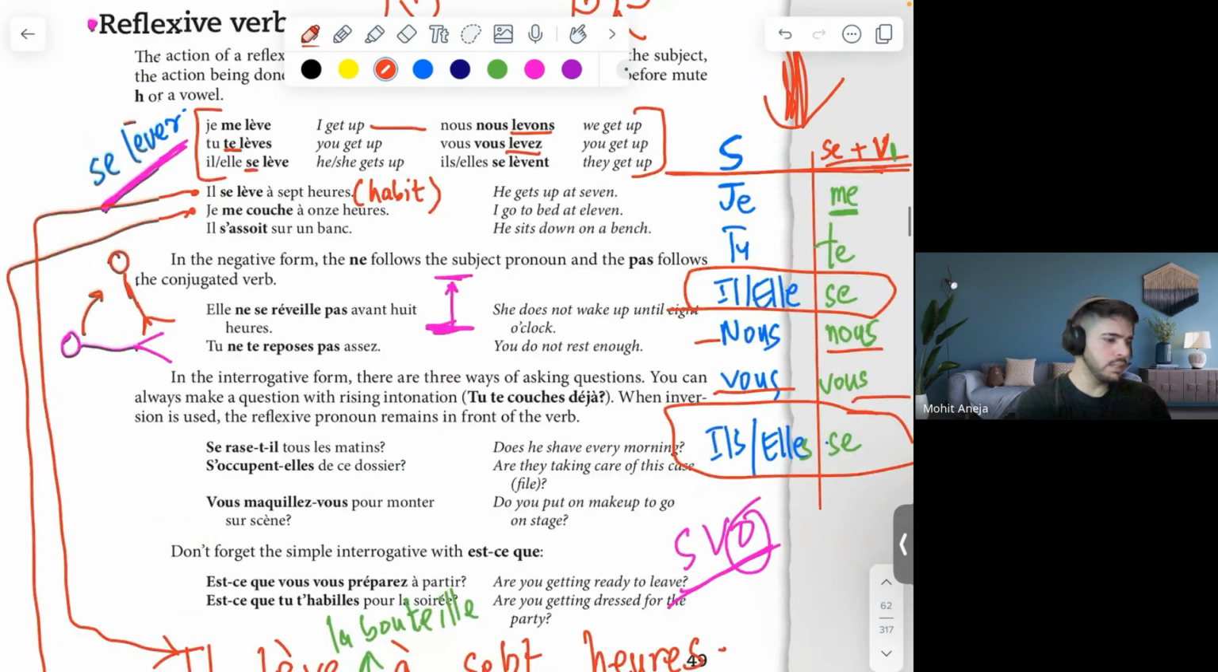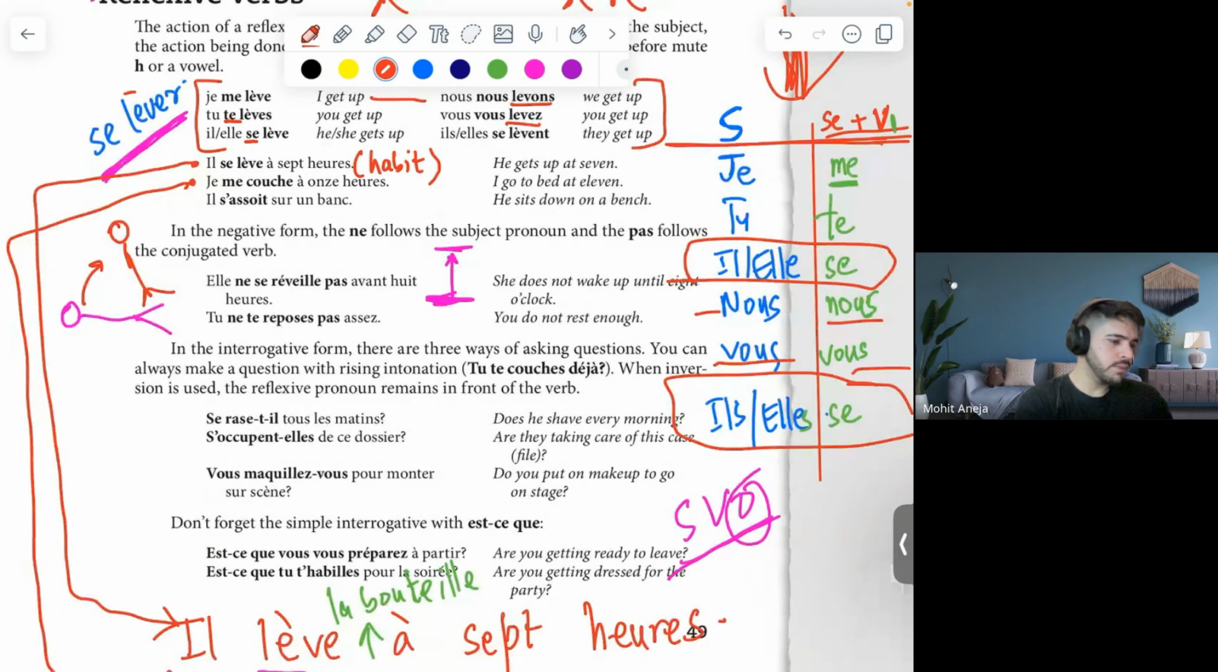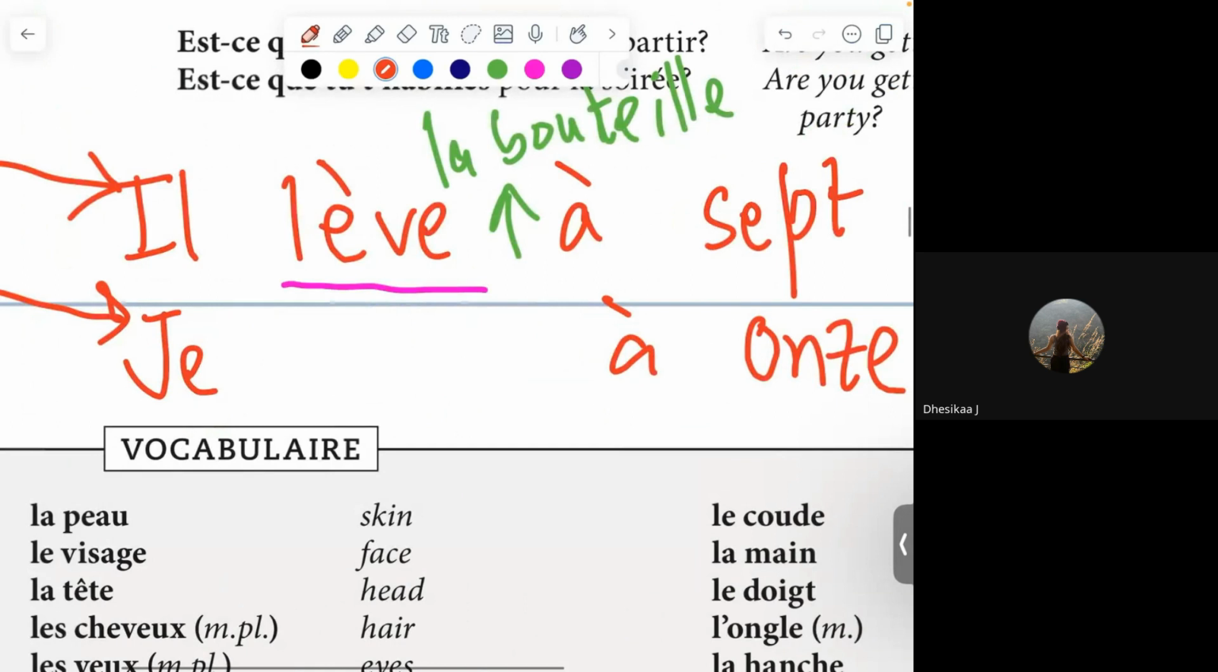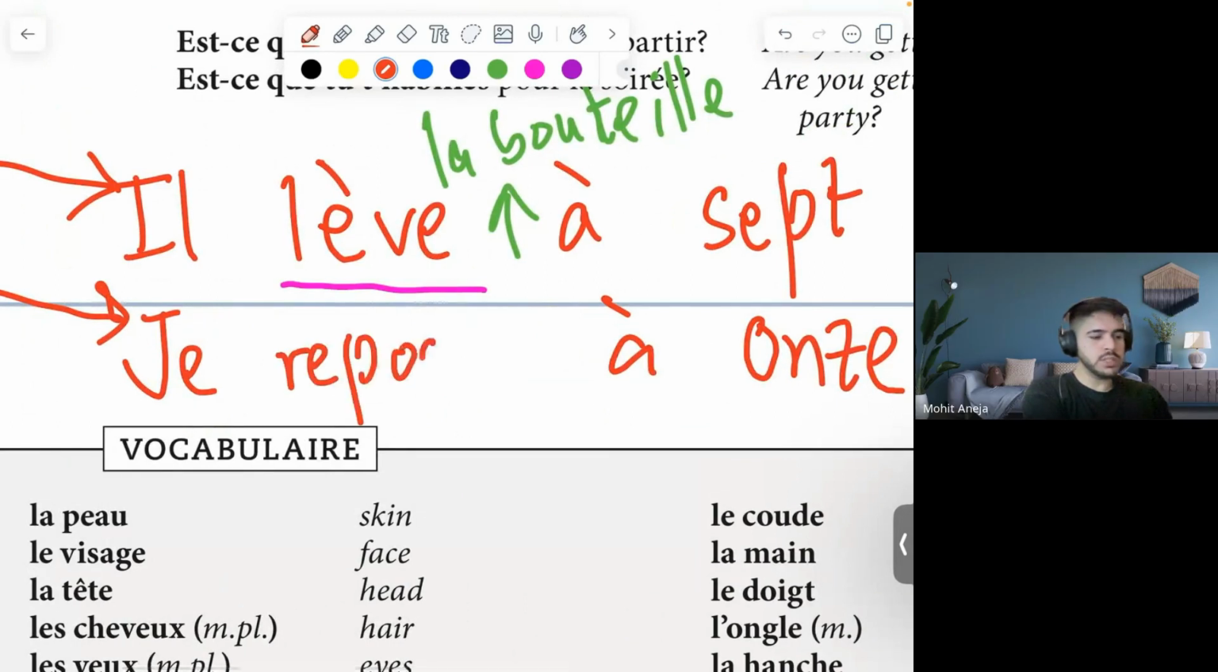Let's use something similar with repose. In fact, repose. So repose means what?